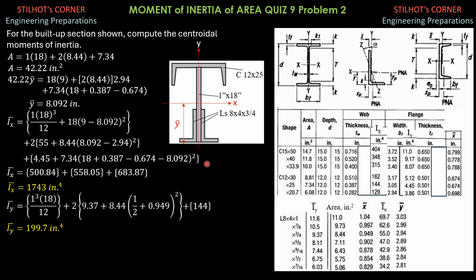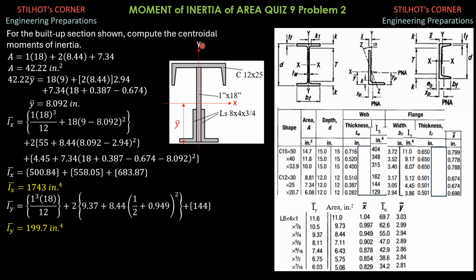For the rectangular plate, it's 500.84. For the two angles, 558.05 inches to the fourth, and for the channel it is 683.87 inches to the fourth. So combining, the value of I bar x, rounded off to 4 significant figures, is 1,743 inches to the fourth.